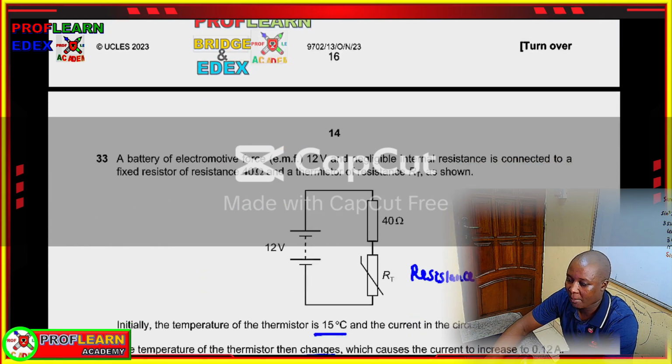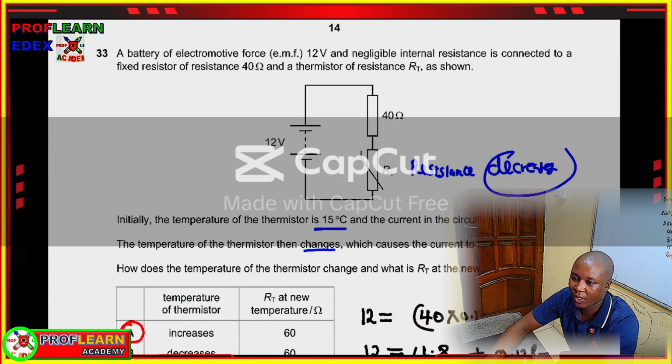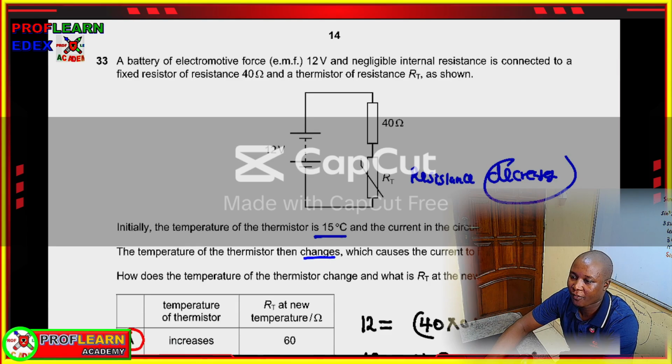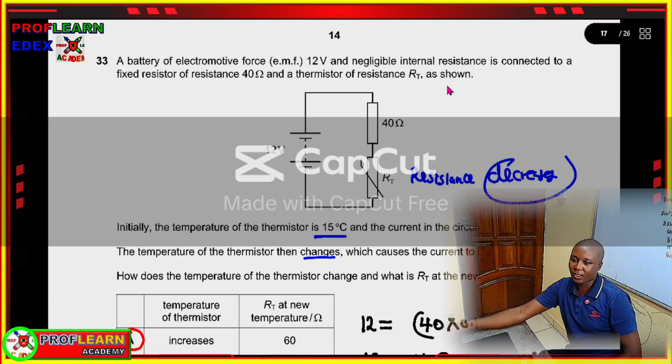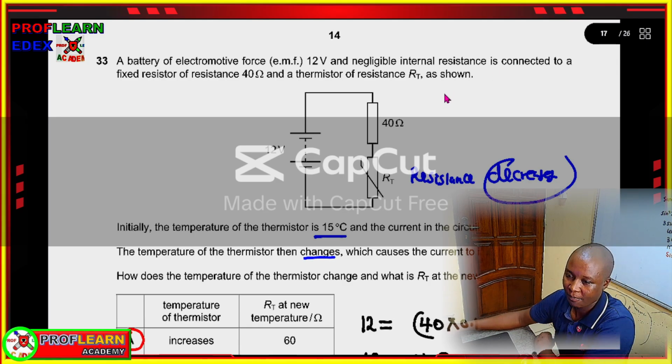Moving to question number 3, we are told that a battery of EMF 12 volts and negligible internal resistance is connected to a fixed resistor.